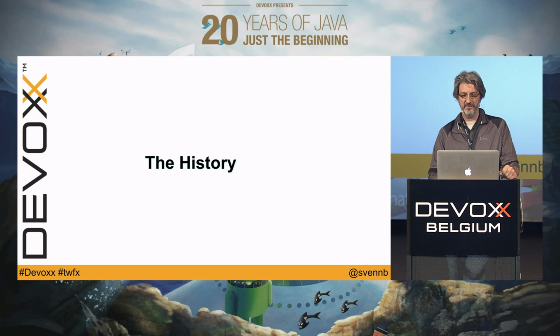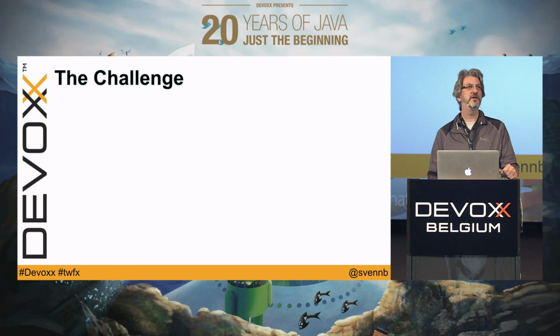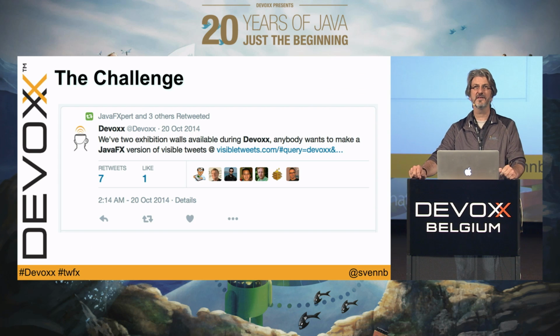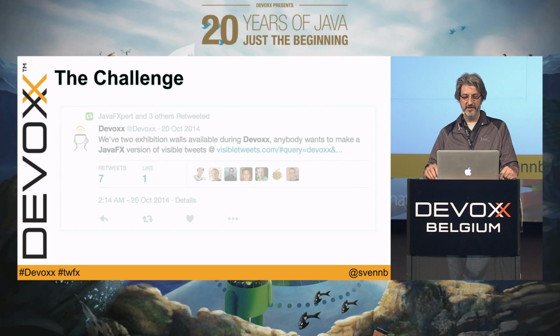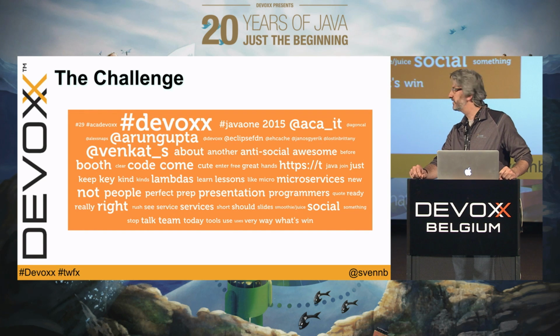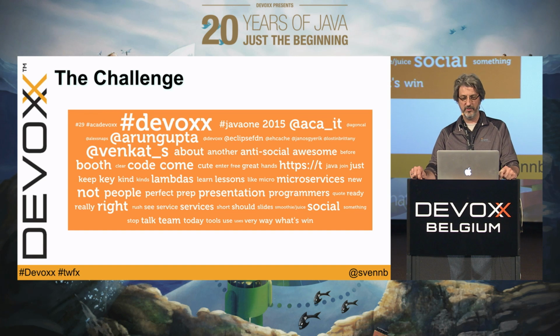So the history of the TweetWall started about last year with a challenge Sven sent out. They have those two big walls, and there is this JavaScript HTML5, nice looking tweets thing for displaying tweets from Devoxx. And we thought, well, you could do JavaFX, you community. And yes, sure, we took the challenge. So this was what he wanted us to do. And we thought, well, yes, JavaFX. And that looks like it's very, very simple.